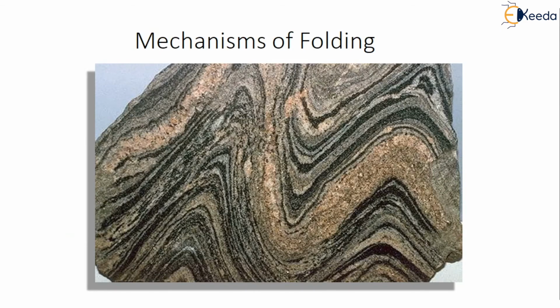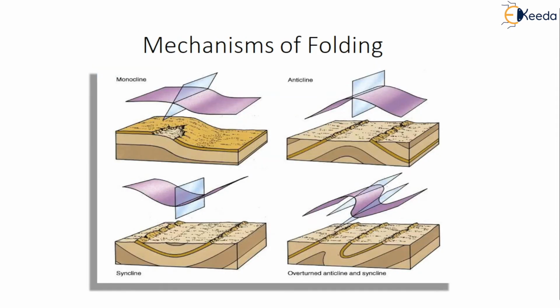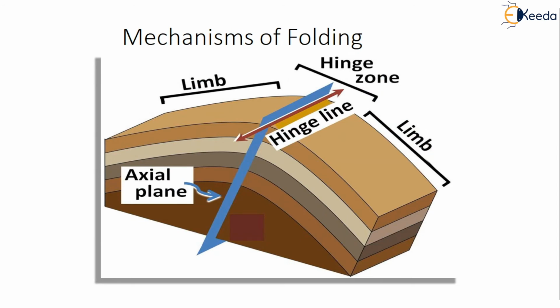See, this is how the mechanism of the folding looks like. They are folded over one another. This is monocline, meaning only one. It is monocline, it is anticline, syncline, and overturned. We have seen these in the earlier slides. This is the mechanism of the folding. This is the limb and this is the hinge zone where the folding takes place. This is the axial plane.